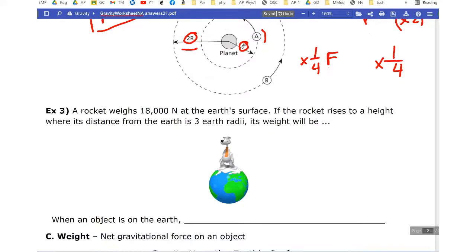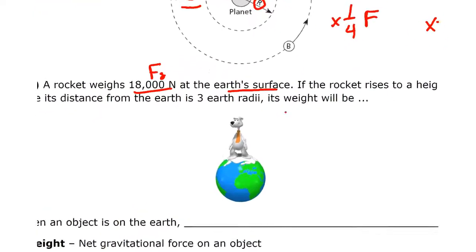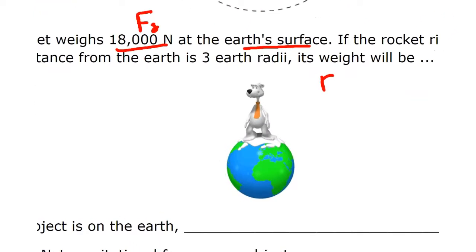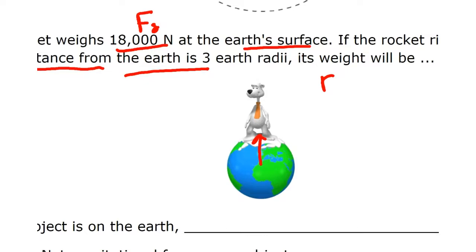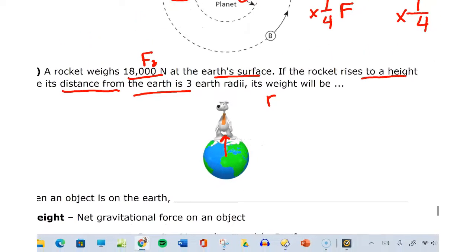We've got a rocket, 18,000. That's its force of gravity. This is not a rocket, but let's imagine it's a rocket. It's on the Earth's surface. What's its distance? R. There it is. It rises to a height where its distance is 3 Earth radii. The distance from the Earth is now, so it goes from R to 3R, distance 3 Earth radii. What will its weight be?